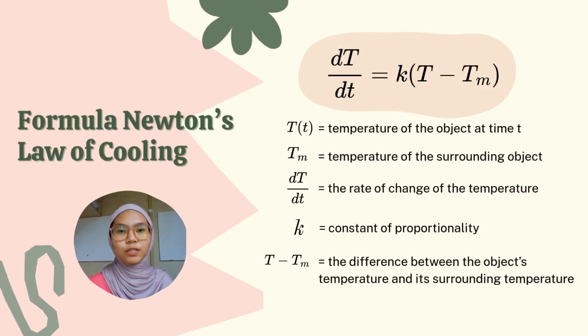Move on to the next one, which is the formula that we will use in our Newton's law of cooling calculation. It is dT over dt equals k in bracket T minus Tm. So, what is all of this? First, we have T of t, which is the temperature of the object at time t, while Tm is the temperature of the surrounding object. Next, dT over dt is basically the rate of change of the temperature, and k is the constant of proportionality. Last but not least, we have T minus Tm, which means the difference between the object temperature and its surrounding temperature.